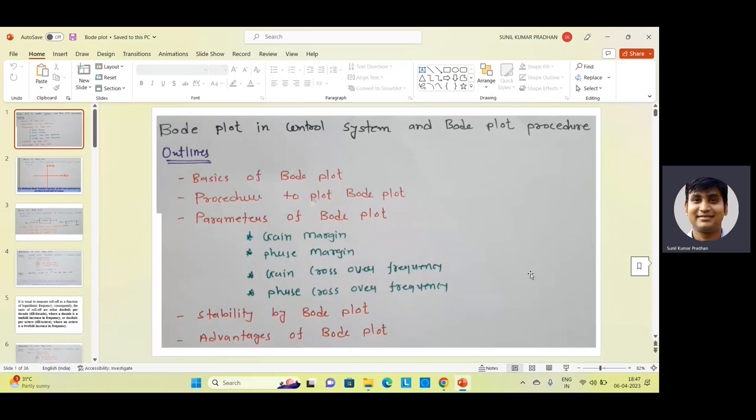So hello everyone. Today in this session we'll discuss the Bode plot in control system, what its procedures and fundamentals are, why the Bode plot is so important in control system, and how to draw a Bode plot. These are the things we are going to study in this lecture session.